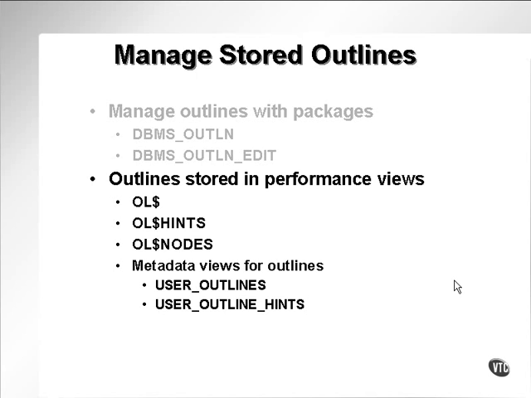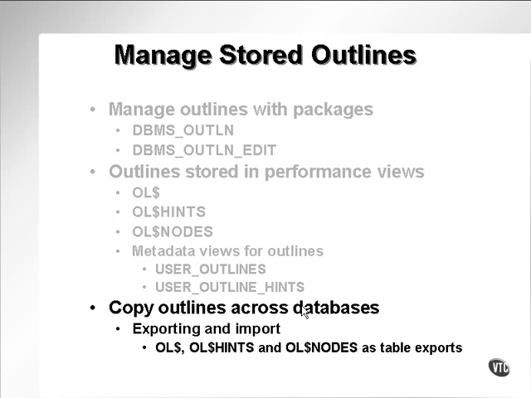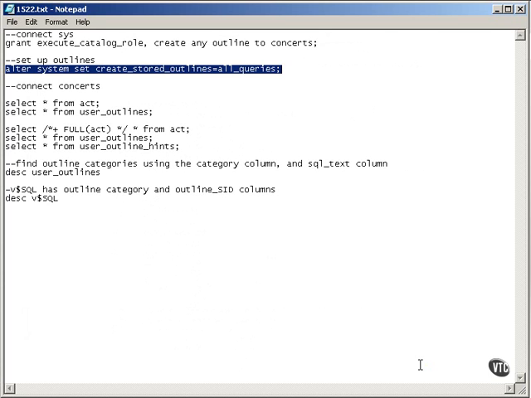Outline values are stored in 3 performance views and 2 metadata views. These are them listed: OL$, OL$HINTS, OL$NODES, and USER_OUTLINES and USER_OUTLINE_HINTS. You can even copy outline sets across different databases, such as from development to production. After having completed outline setup, you can copy to a production database and get plan stability across different databases. Let's go and look at some very brief examples.